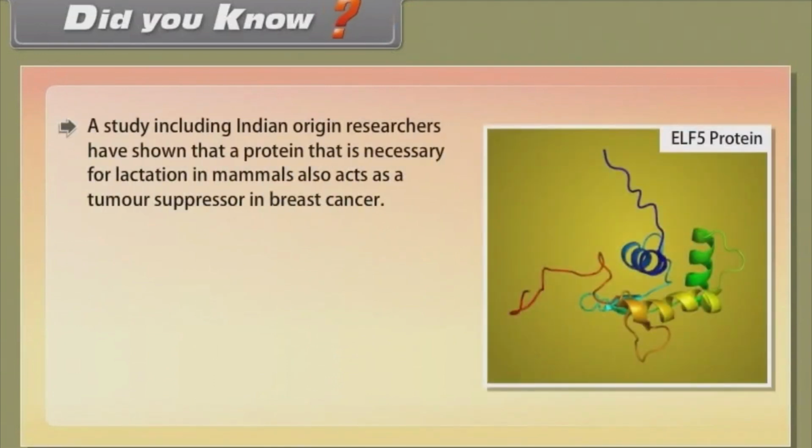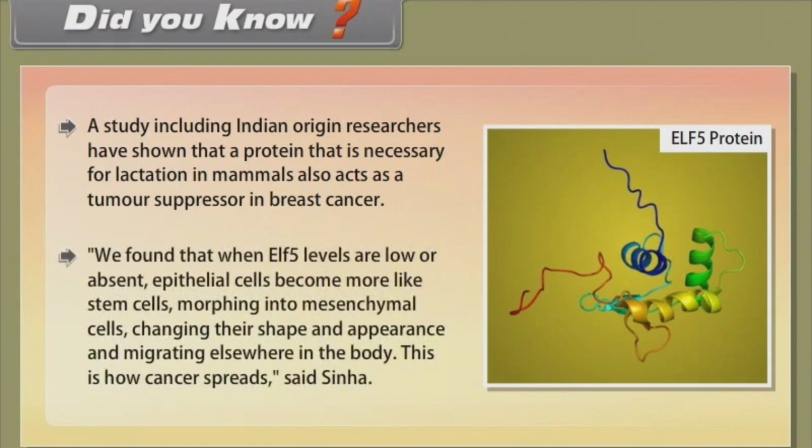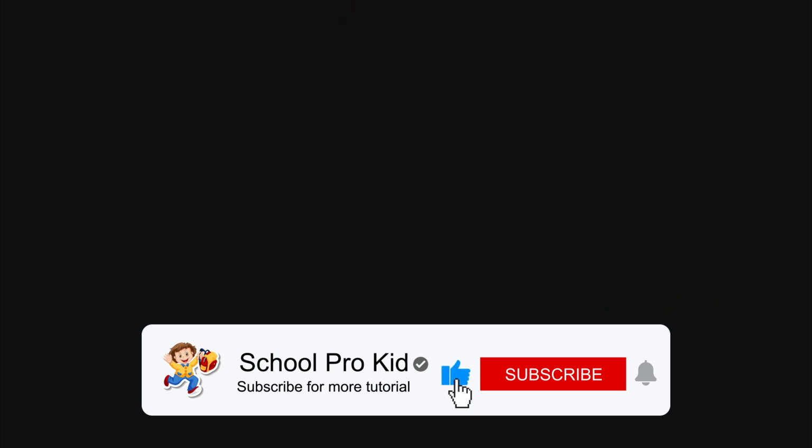Did you know? A study including Indian origin researchers have shown that a protein that is necessary for lactation in mammals also acts as a tumor suppressor in breast cancer. We found that when ELF5 levels are low or absent, epithelial cells become more like stem cells, morphing into mesenchymal cells, changing their shape and appearance and migrating elsewhere in the body. This is how cancer spreads, said Sinha.